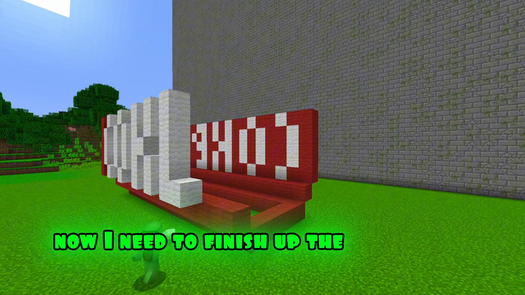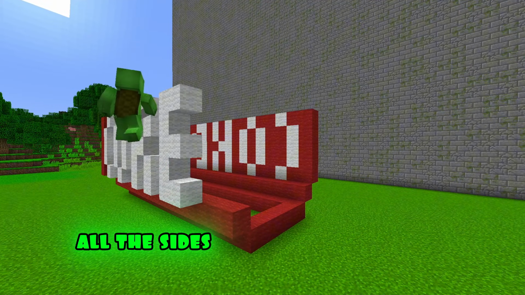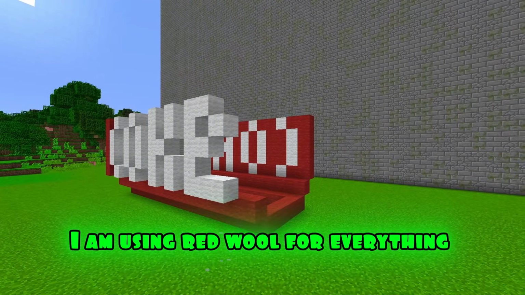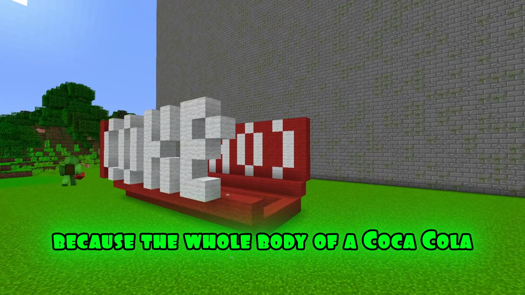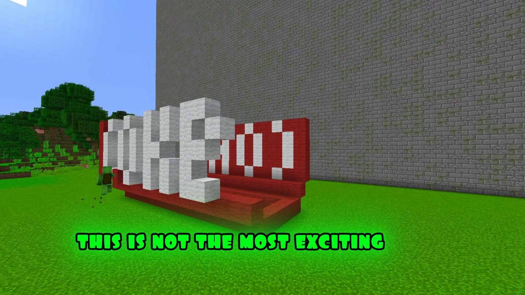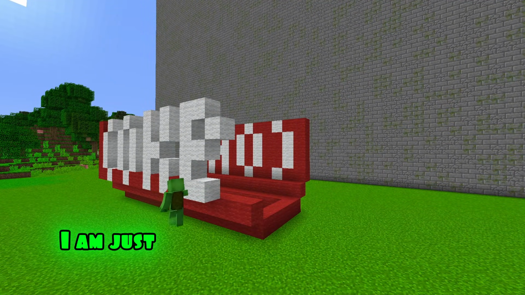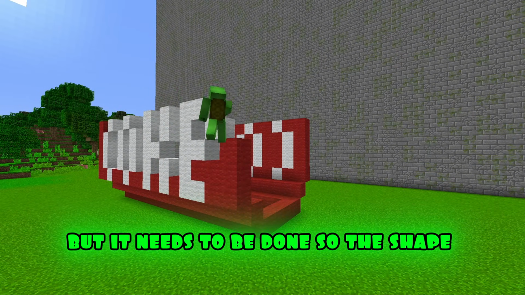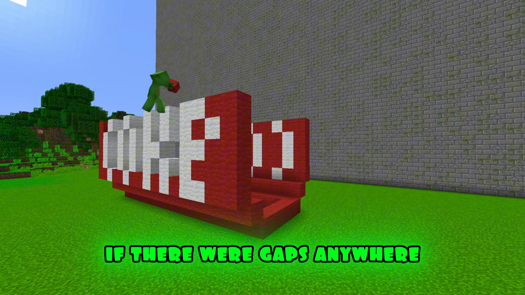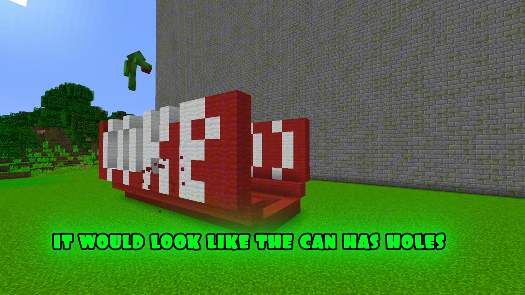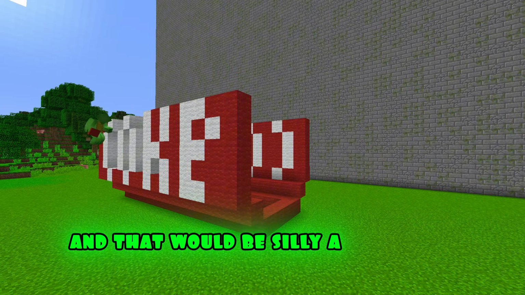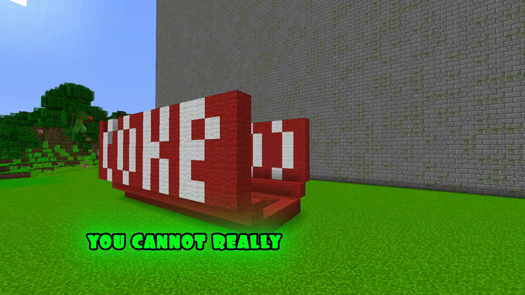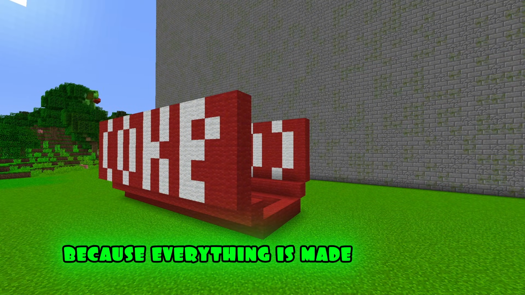Now I need to finish up the rest of the can, which is basically all the sides that do not have the Coke logo on them. I am using red wool for everything here because the whole body of a Coca-Cola can is red. This is not the most exciting part, honestly. I am just placing red blocks all over the place, but it needs to be done, so the shape looks solid. If there were gaps anywhere, it would look like the can has holes in it, and that would be silly. A real soda can is a cylinder, so it is round, but in Minecraft you cannot really make perfect circles because everything is made of squares.